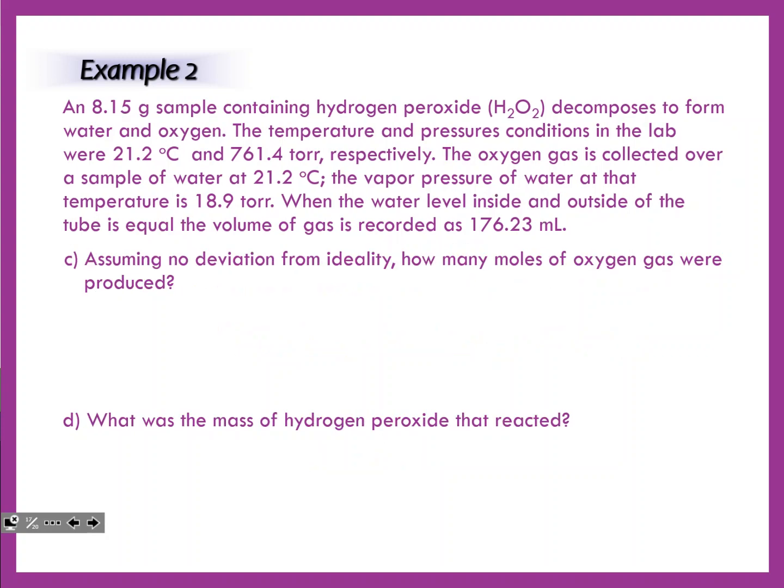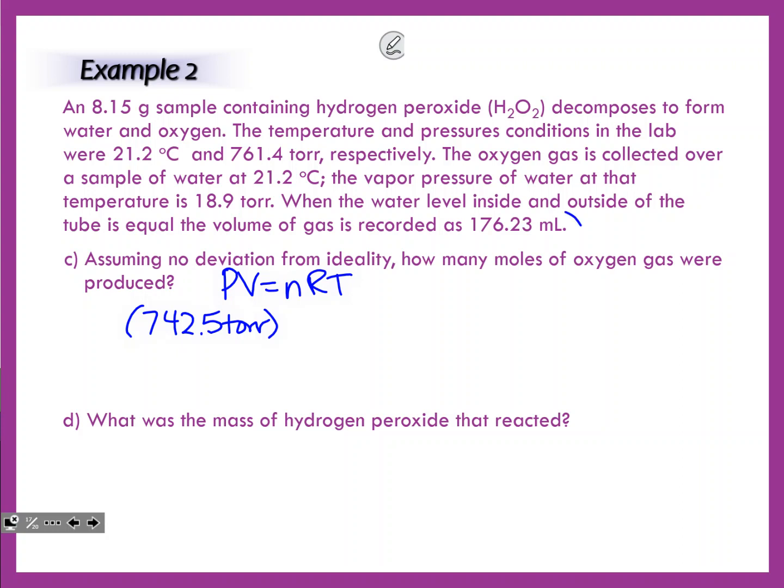All right, now moving on. Assuming no deviation from the ideal gas law, how many moles of oxygen were produced? Any ideas what we should do here? PV equals nRT, I agree. Now, we just figured out the pressure of the gas. What was the pressure of the gas? 742.5 torr. Does it tell us anything about the volume of the gas that was collected?